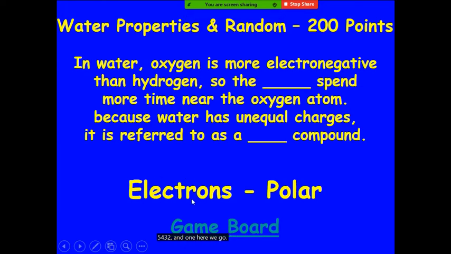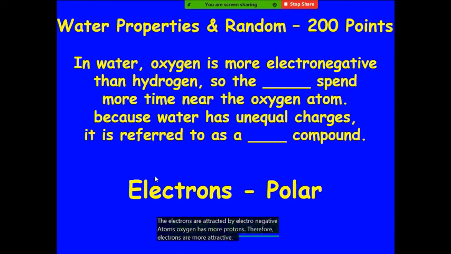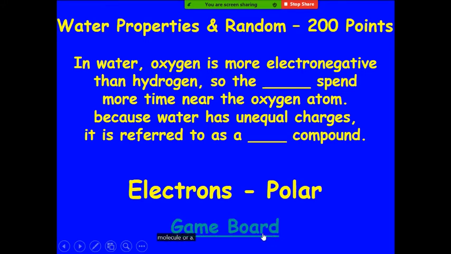Okay, the electrons are attracted by electronegative atoms. Oxygen has more protons, therefore, electrons are more attracted to the oxygen than the hydrogens. And any molecule or compound that has partially negative and partially positive charges is called a polar molecule or a polar compound.